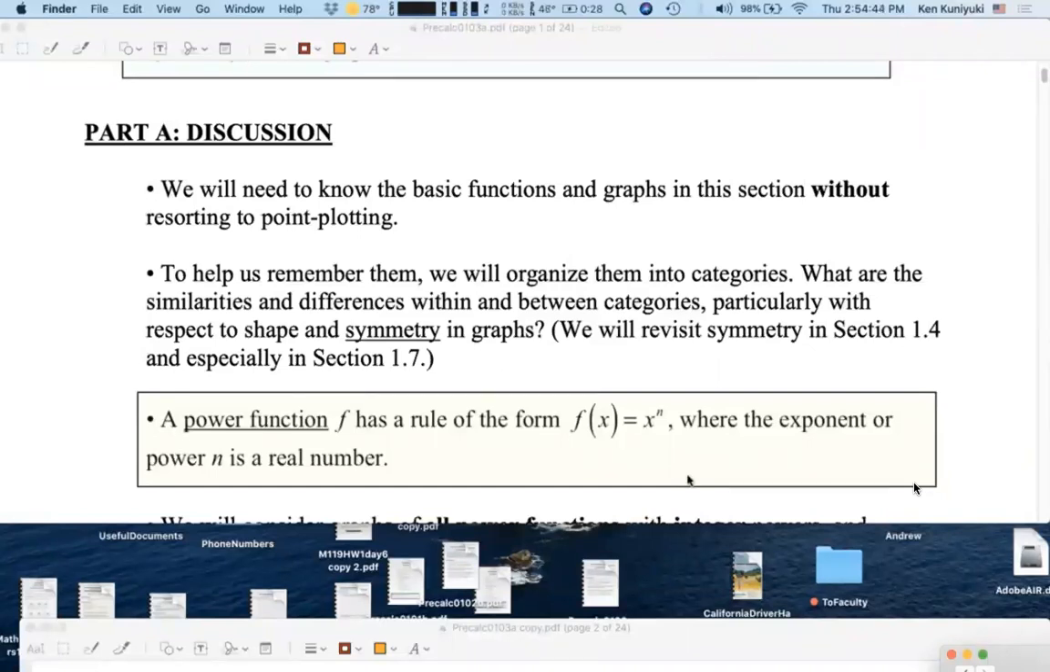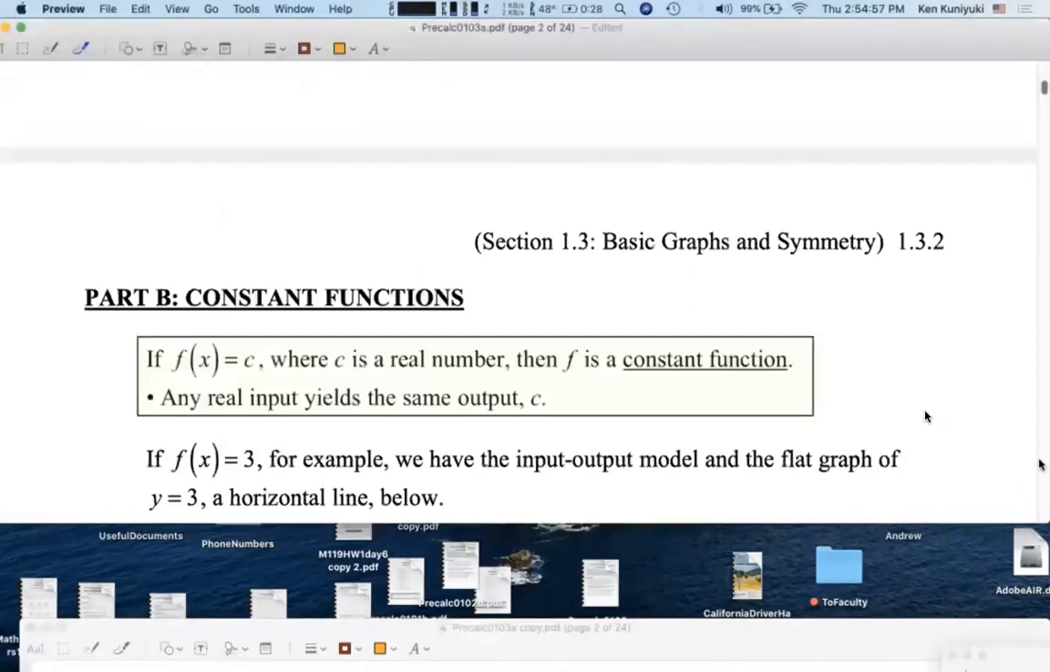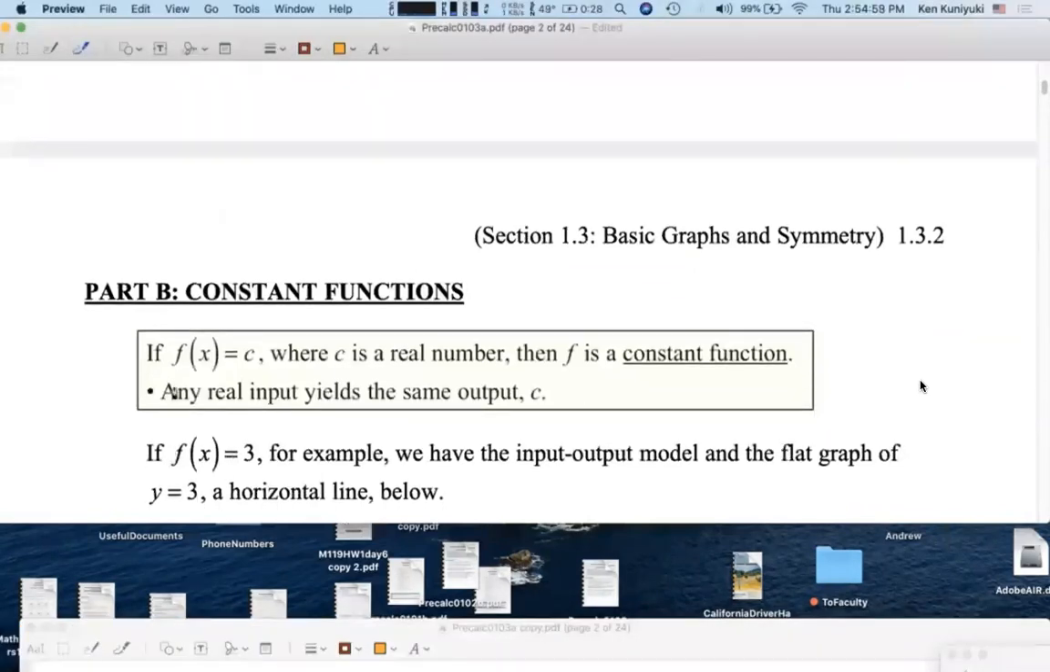What are some examples of very lazy functions? Functions that aren't very creative with their outputs. What are some very basic lazy functions? Why don't we start off with constant functions? f of x equals c, where c is some real number, like 3. Take f of x equals 3.